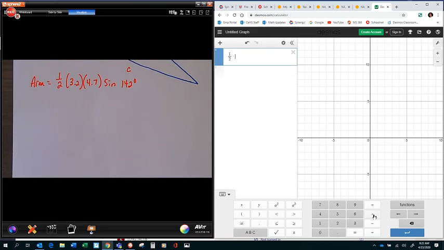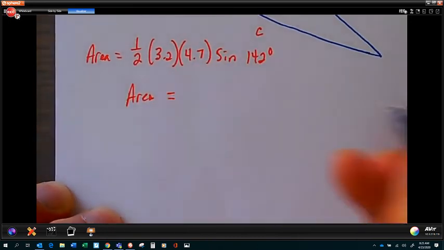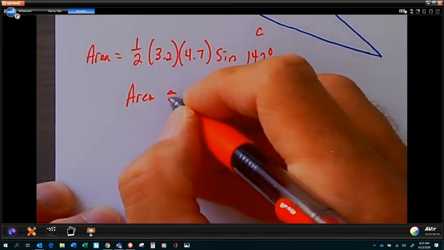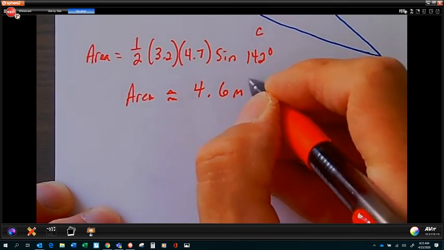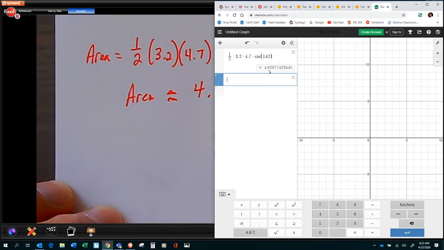Again, coming down here and hitting times. Now we've got 3.2, and then hit times again. We've got 4.7. Hit times again, and now we've got the sine of 142 degrees, and I hit enter. And that's going to be 4.62977, and we're going to round to the nearest tenth. So the area is approximately equal to 4.6 meters squared, and we got that from our Desmos function of 4.629, rounding to the nearest tenth.